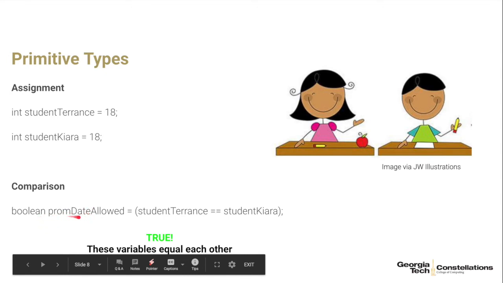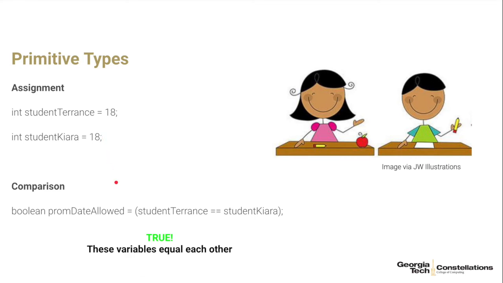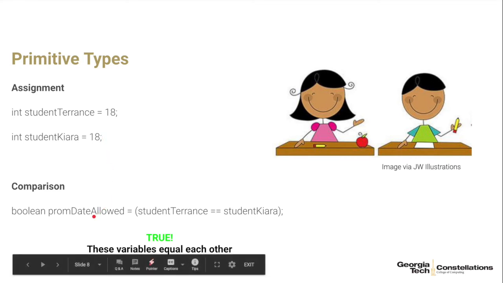So this Boolean variable says, hey, if these two variables equal each other, assign the value true to this Boolean variable. If these did not equal each other, meaning if one of these was a different number than 18, then this variable will become false. So since they equal each other, this is true. This is an example where they don't.